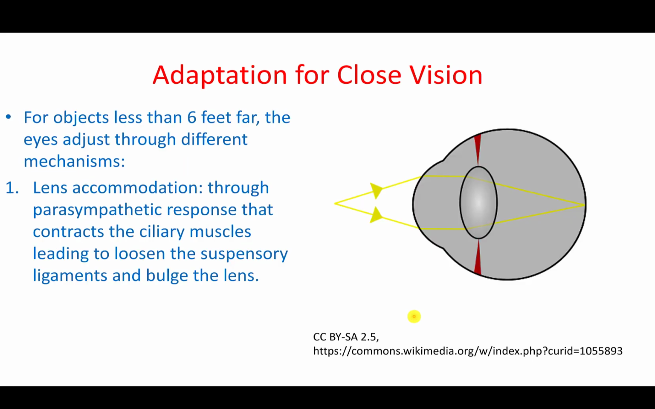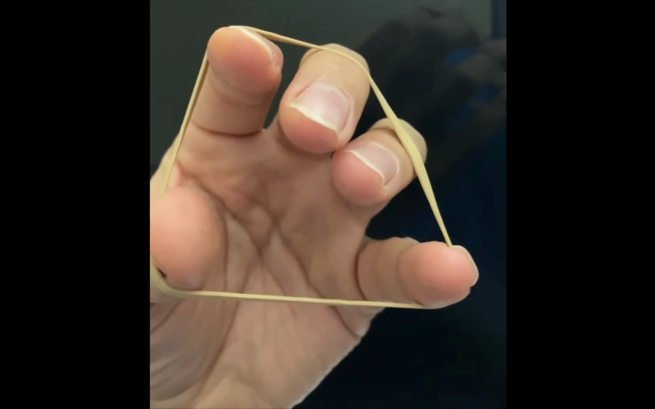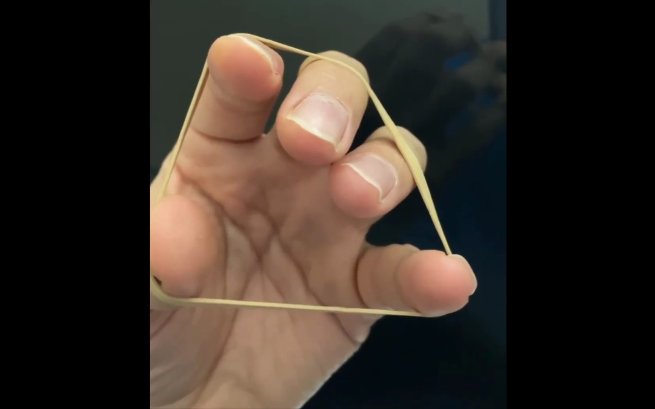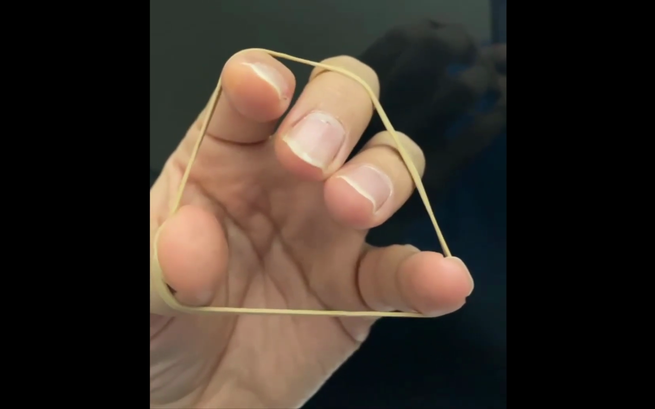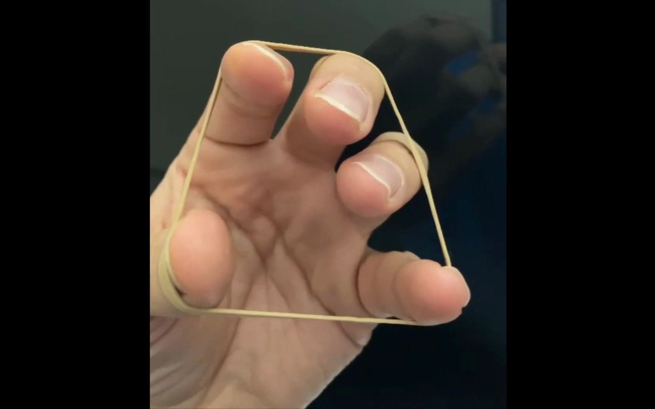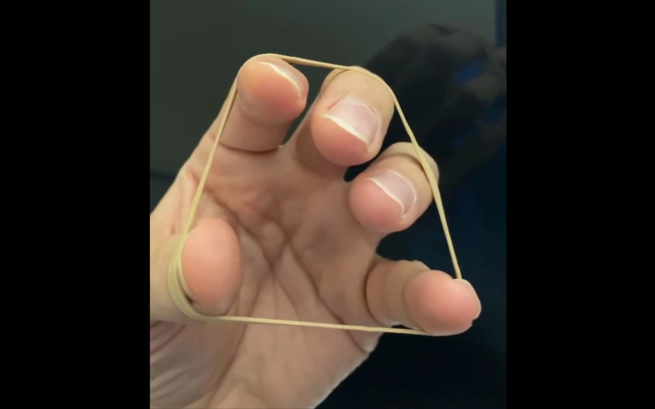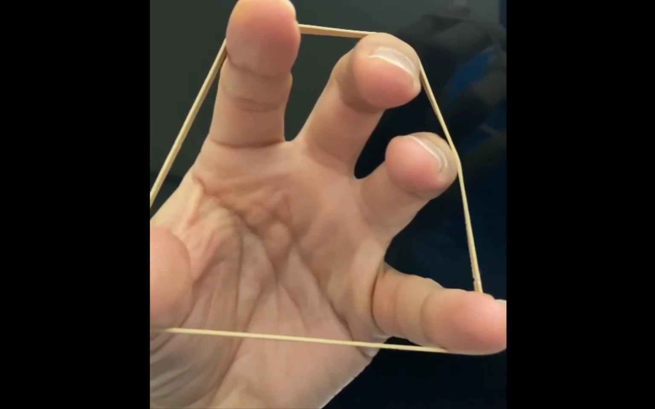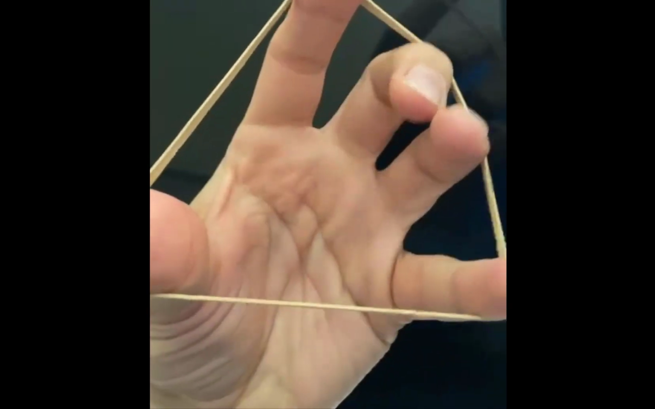Now to understand, let me go back to here. To understand this lens accommodation through the parasympathetic and the sympathetic, I need you to think of a rubber band. So we know for the muscles, when they relax, they extend their size, and when they contract, they shrink in their size. So now, if my fingers, or those muscles, are relaxed, we said they will increase in size. So they will take more space. And see what happened to the rubber band. It became more tense, right?